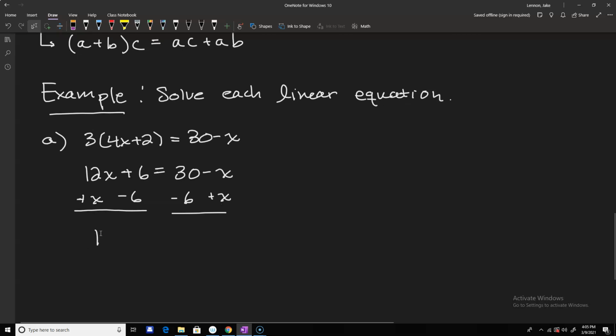So 12x plus x makes 13x. And then on this side, 30 minus 6 makes 24. So now I just divide by 13, and I am all finished. So x is 24 over 13. And that's my answer.